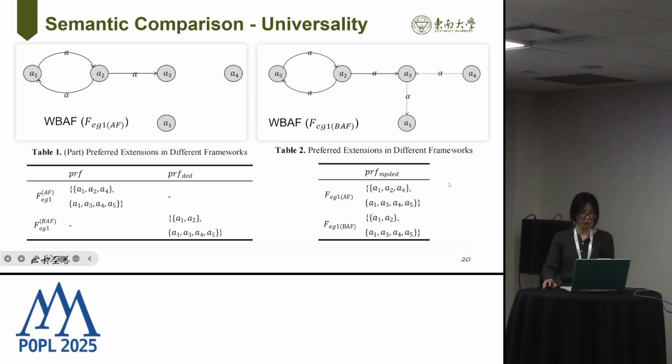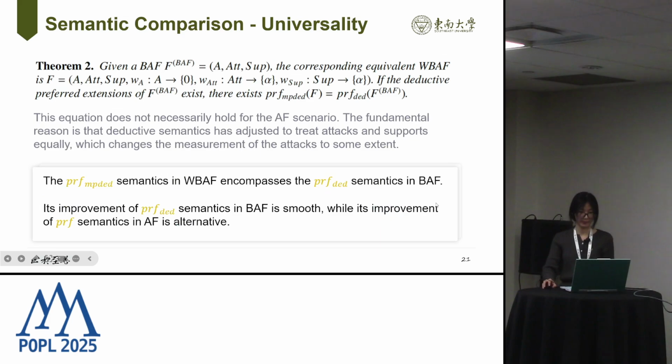On the other hand, we strengthen the argumentation framework and the bipolar argumentation framework to weighted bipolar argumentation framework to evaluate the universality. The preferred extensions in different frameworks are calculated again, as shown in table 2. By comparing table 1 and table 2, it can be seen that the preferred extensions of both frameworks remain unchanged.